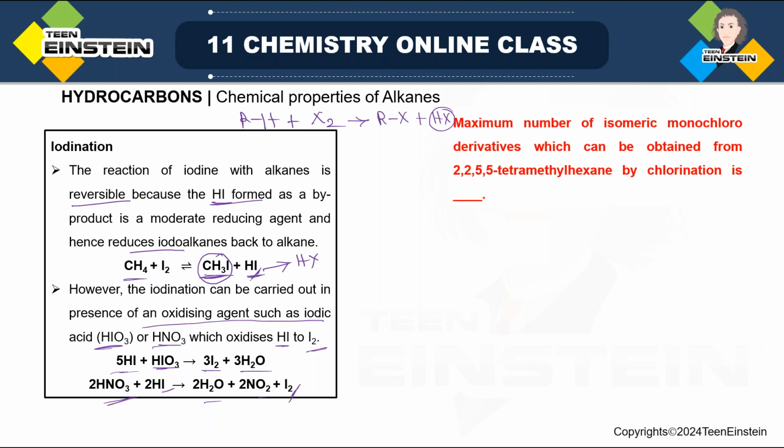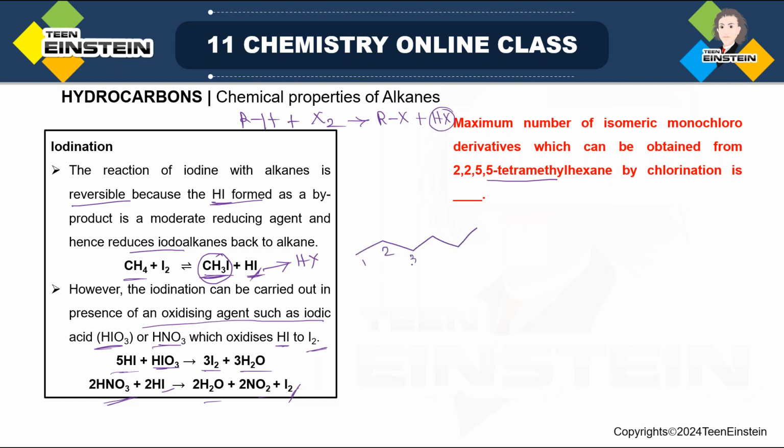Now we will solve this question. It is asking the maximum number of isomeric monochloro derivatives which can be obtained from 2,2,5,5-tetramethylhexane by chlorination. So monochlorination you have to consider. But here the name is given, so the first thing is you have to draw the molecule. These are the substituents. Total 4 methyls are there, but the basic chain is hexane.